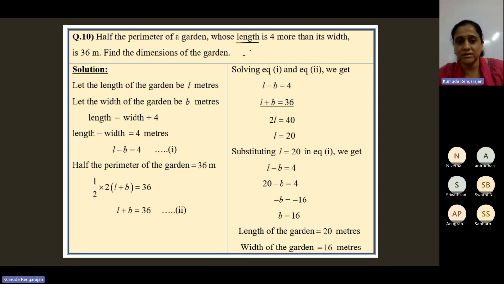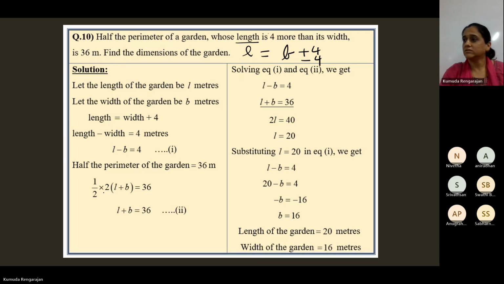I'll tell you again. Length is equal to 4 more than, 4 less than. All of that goes here. 4 more than is plus 4. 4 less than is minus 4. Than what? What comes after than? It's width. That comes here, B. So L minus B is equal to 4 is the equation. L is equal to B plus 4. Length is equal to B plus 4 or L minus B is equal to 4. Correct?